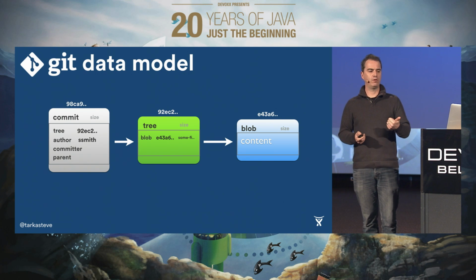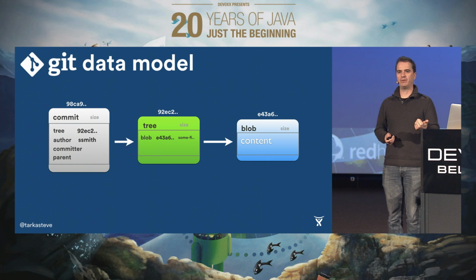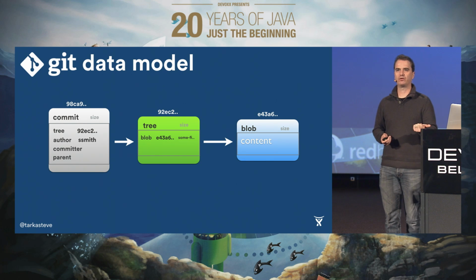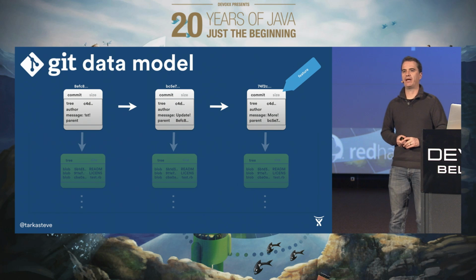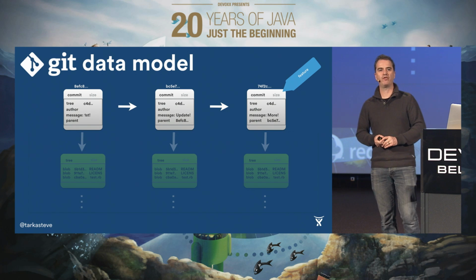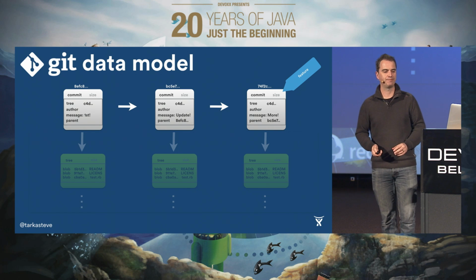Blobs have content. Trees point to blobs and give them additional metadata. Commits track these changes over time. And commits do that by having parents, possibly with multiple children, possibly with multiple parents. So this is the core of Git, and you can do this.